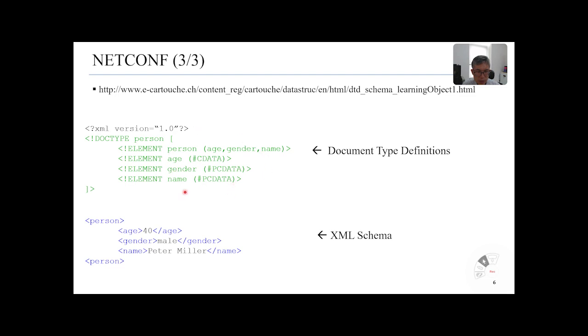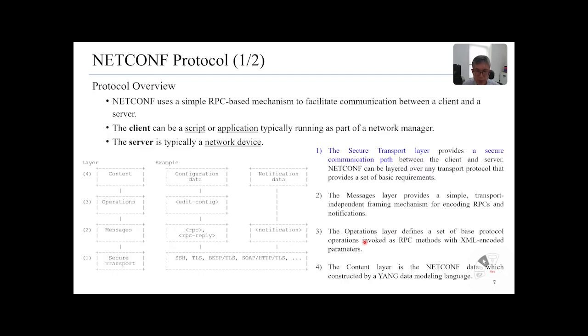Based on this DTD, we can instantiate an actual record of a person, like age 40, gender male, name Peter Miller. So this is an XML schema.